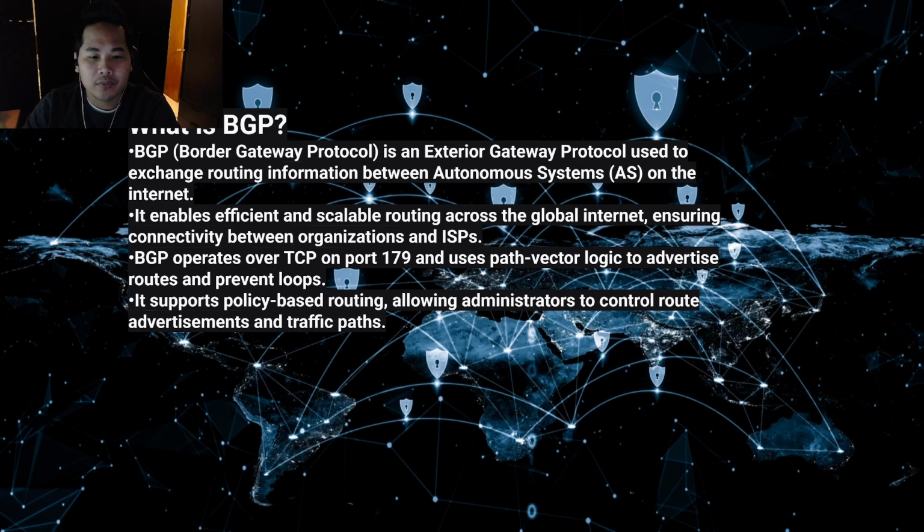BGP operates over TCP on port 179 and uses path vector logic to advertise routes and prevent loops. It supports policy-based routing, allowing administrators to control route advertisement and traffic path.